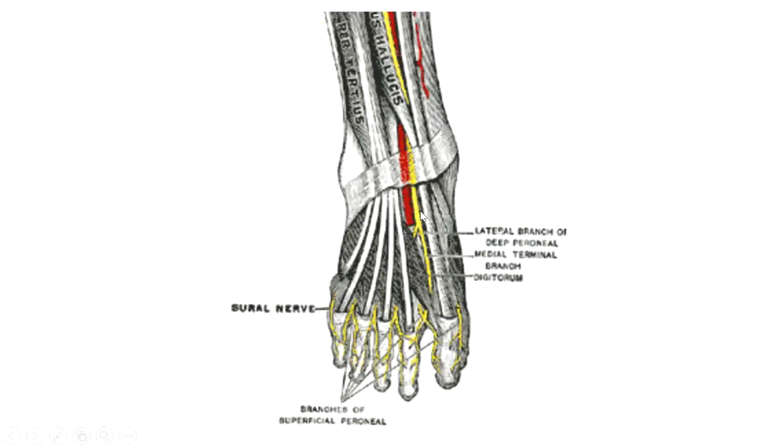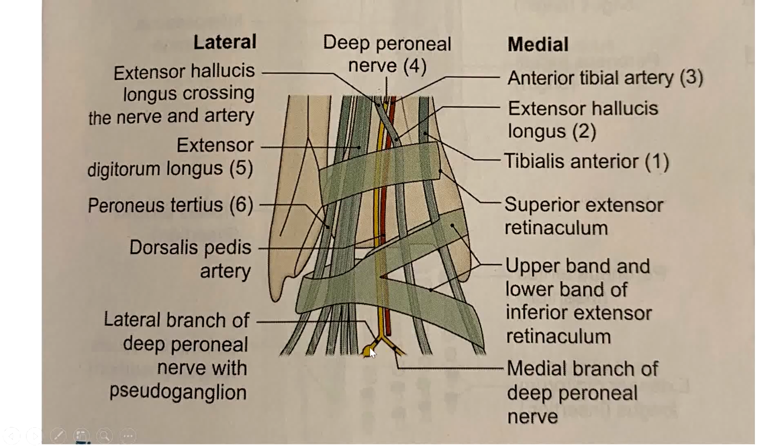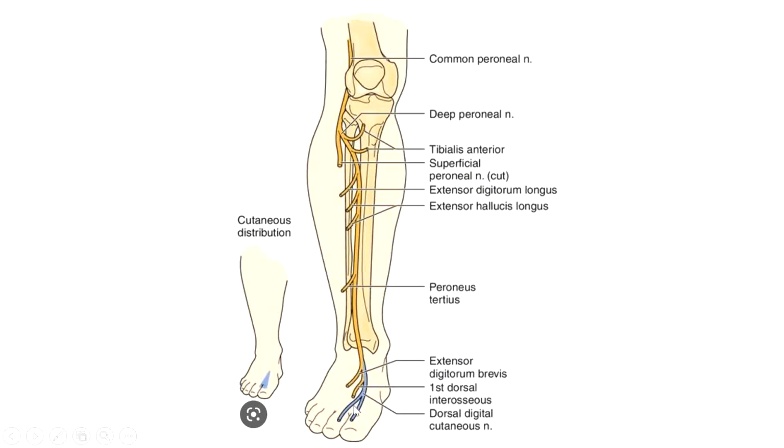So here the deep peroneal nerve, when it crosses the ankle joint, it divides into lateral and medial branches. This lateral branch runs just beneath this muscle. This muscle is called extensor digitorum brevis. It runs beneath the muscle to end in a pseudoganglion. From the pseudoganglion, the fibers arise to supply the extensor digitorum brevis muscle. Whereas this medial branch is purely cutaneous, which supplies the web space of first interdigital cleft.